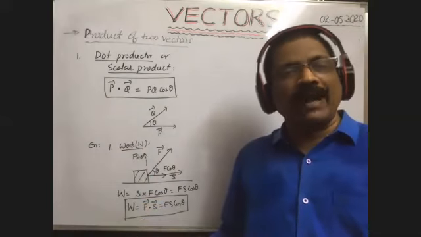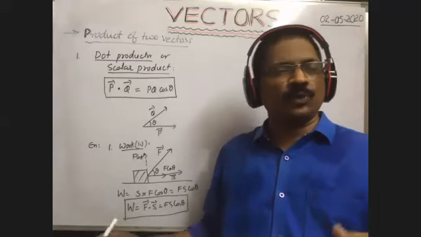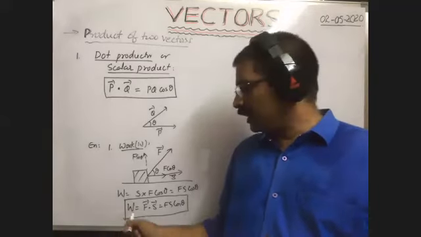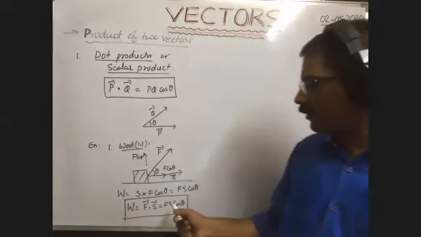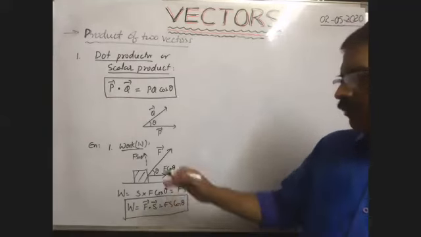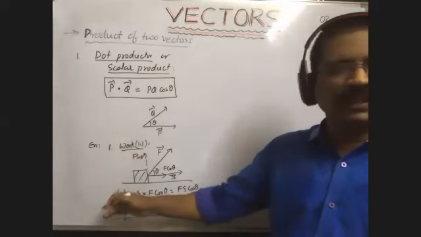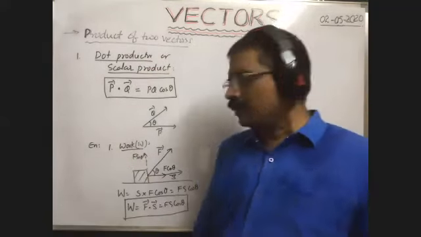If the magnitude of force is given, displacement magnitude is given, and the angle between force and displacement is given, then the formula for work done is equal to Fs cos theta. This is the work done. So in this way, the dot product can be used to find the work done. Next, to find the power.